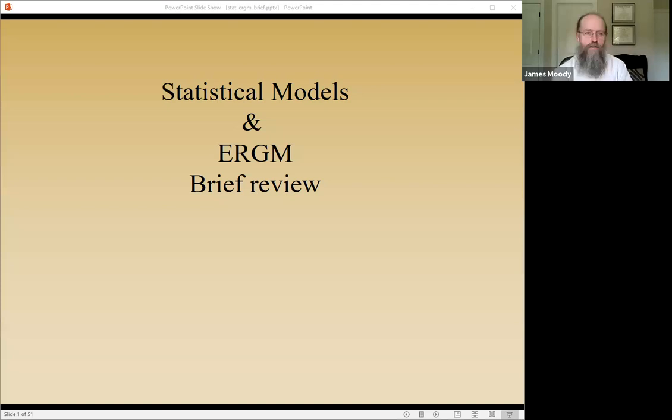This next session is on statistical models and ERGMs, sort of a brief review. Again, we have much deeper treatments of all of these features on the web videos and the slide decks that have been shared, and also code that goes with each of these. So if you want to look at how to do each of these things we're going to talk about next, that's all right there.